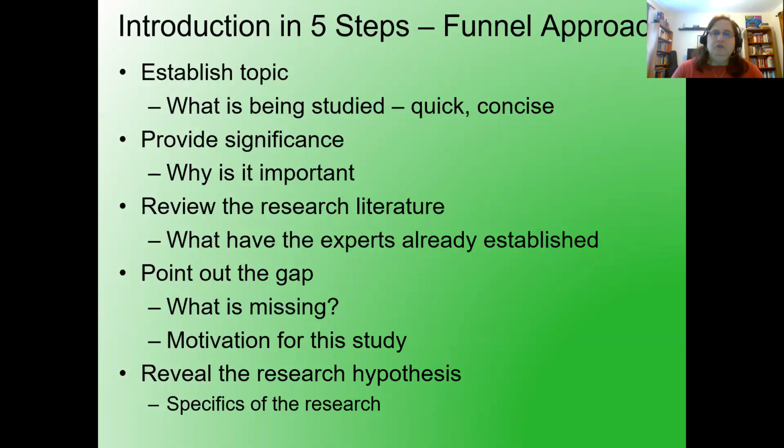And then finally, you reveal the research hypothesis. You say the hypothesis for this study is, or the research hypothesis is, and you lay it out there. So again, for most of these, establishing the topic and providing significance, 1 to 2 sentences. Your research literature is the longest part, and pointing out the gap and revealing the research hypothesis should also be 1 to 2 sentences apiece, and most likely 1 for most of these. I'm going to show you an example of how someone did exactly these 5 steps in a little bit.